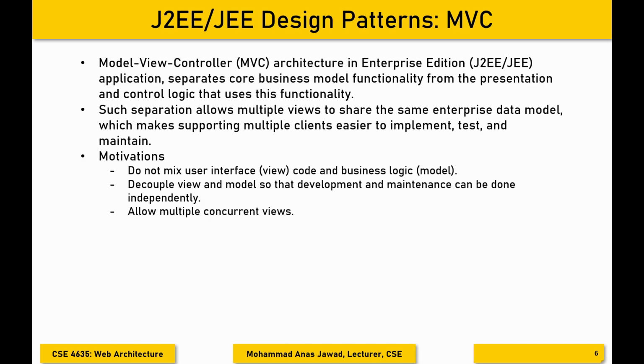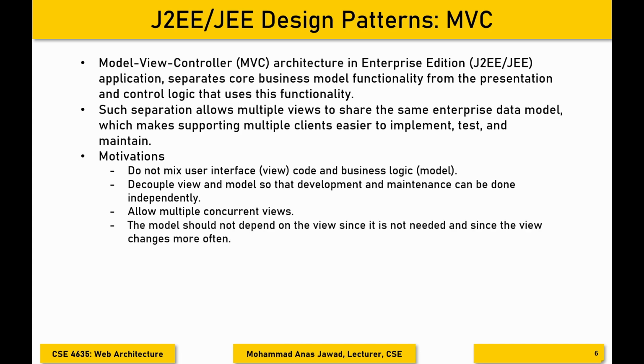Next, it allows us to have multiple concurrent views in our application. Our application can have multiple views, and all these views may depend on a single data source, right? Having an MVC model here allows us to separately develop the view part and our data part. Now, the model should not depend on the view, since it is not needed and since the view changes more often.